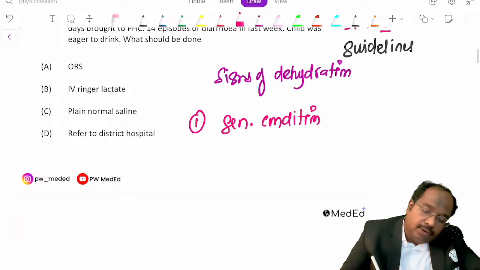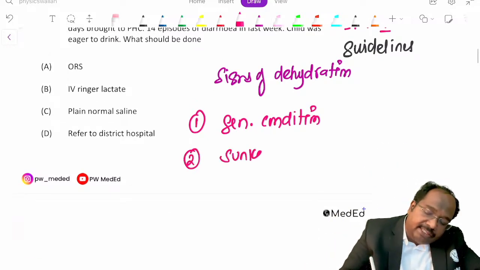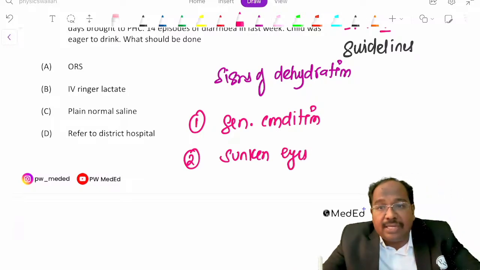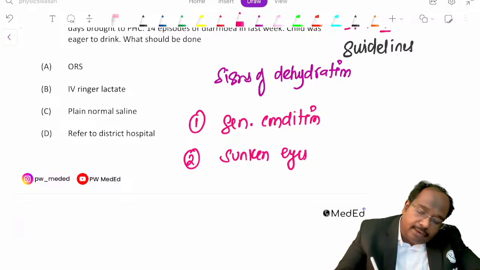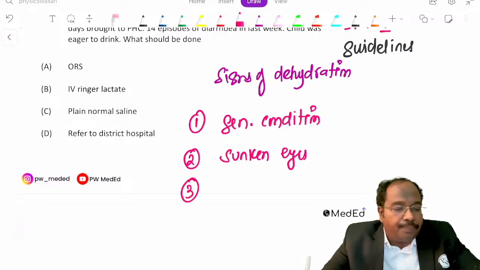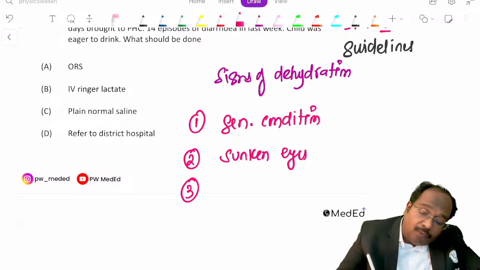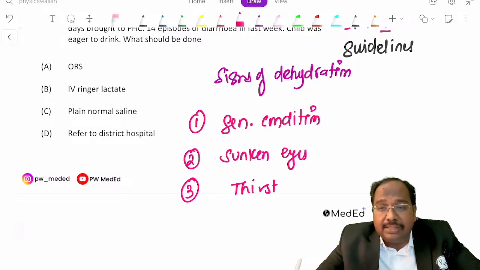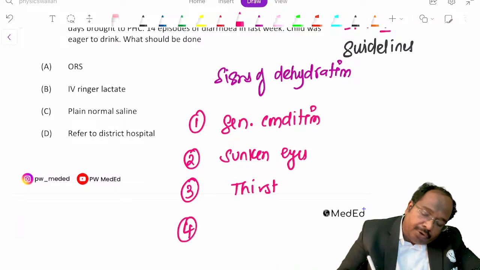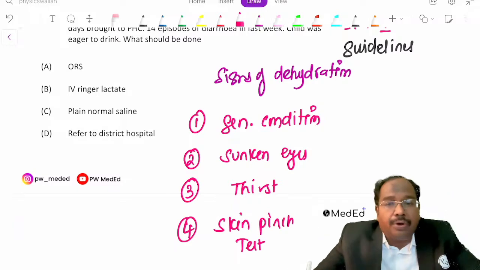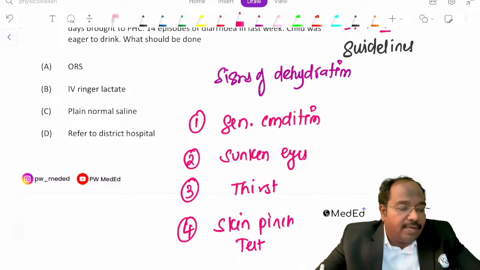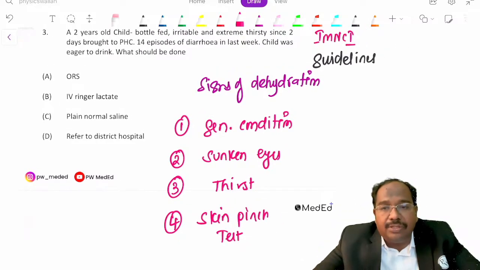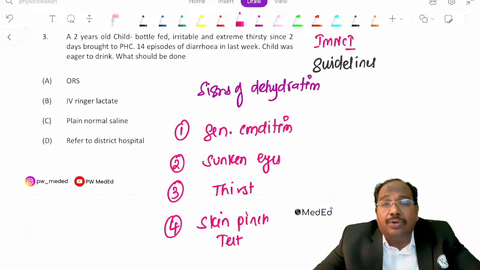Second, you are going to look for sunken eyes. You are going to check whether the child has sunken eyes. Third, you offer water to the child and check whether the child is thirsty. Fourth, you do the skin pinch test. You pinch the skin to look for elasticity. Where will you check for the skin pinch test? It has to be done on the abdomen.